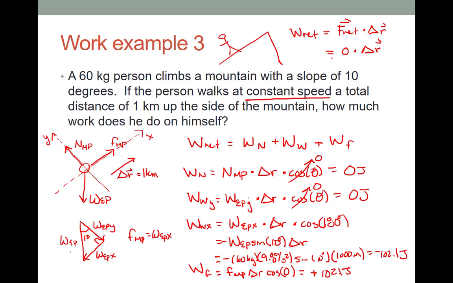Now, really quick, we've done a lot of effort here. And the question we were originally asked is, how much work does he do himself? Well, the work he does himself has to be to counter what gravity is doing to him. So the work he does himself is actually the positive 102.1 joules. This concludes this part.